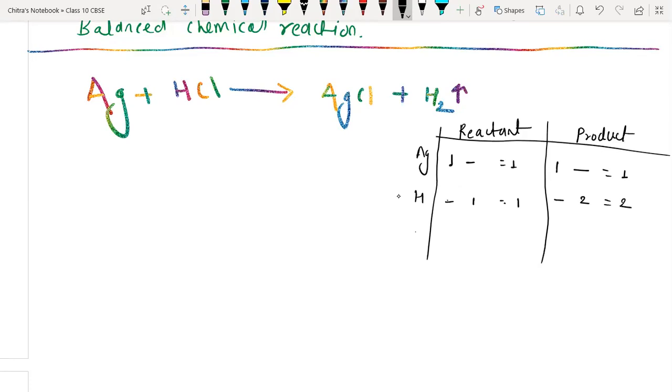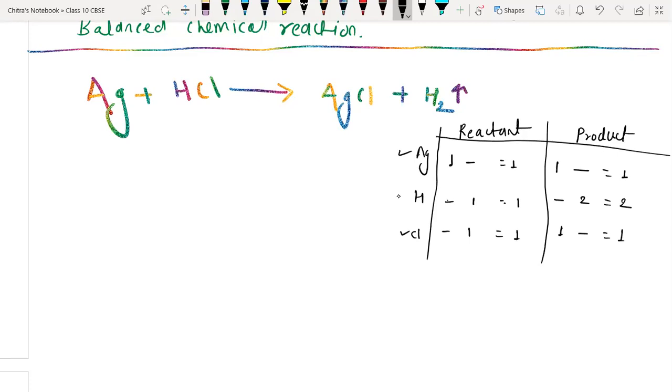Now we have to balance chlorine. Chlorine we do not have any in the first, but we have one in the second. So here we have to write 1. So the total number of chlorine is 1. In the first product we have one chlorine atom, and in the second product we do not have any. So the total number of chlorine is 1. So here we can see that silver and chlorine are balanced, but hydrogen is not balanced.